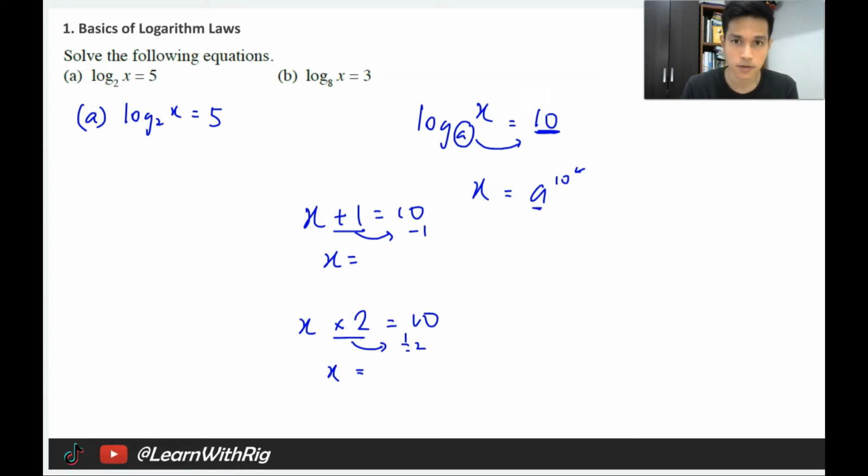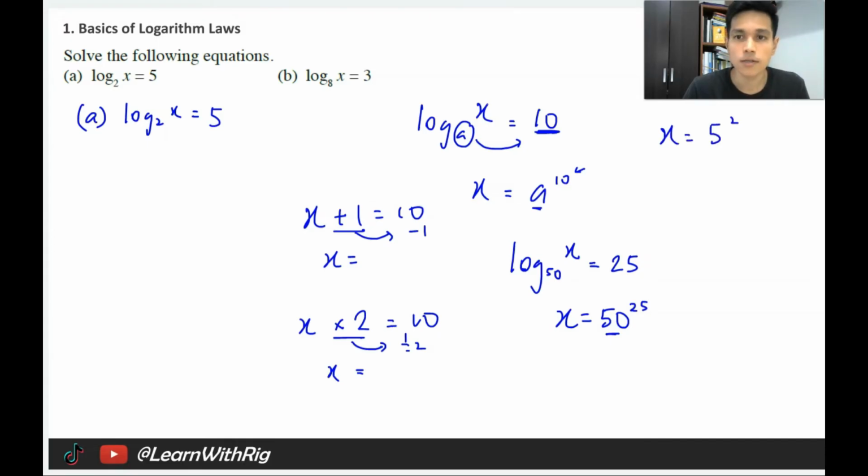The A, which is the base of the log, will push the value and it becomes the base of the new indices. Okay, so for example, if I have log x base 50 equals 25, when I shift the log base 50, it becomes 50 power 25. So the base will push whatever value was initially on the right and make it the power, and it becomes the new base of the indices. And it works both ways. So if you see something like x equals 5 power 2, the 5 you can actually bring it there.